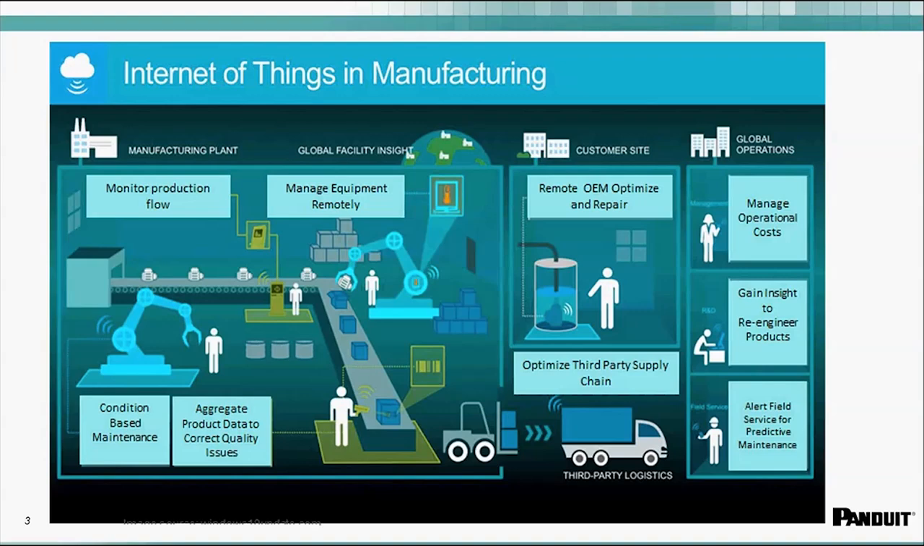optimize manufacturing. It provides real-time feedback on the manufacturing process, manages equipment remotely, reacts quicker to quality issues, and responds to condition-based maintenance alerts. Remote capabilities facilitate OEM access for repair and optimization, as well as optimize third-party supply chain management. IoT deployments help management control operational costs, provide insight for R&D to enhance products, and improve response time by maintenance, leading to higher uptime.